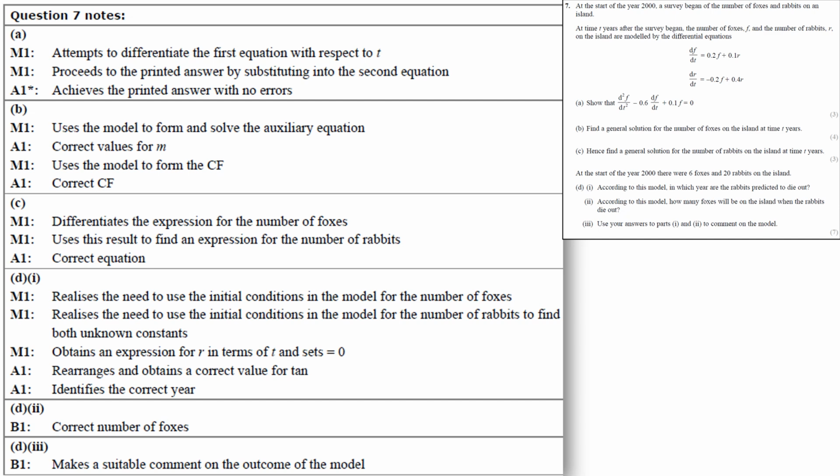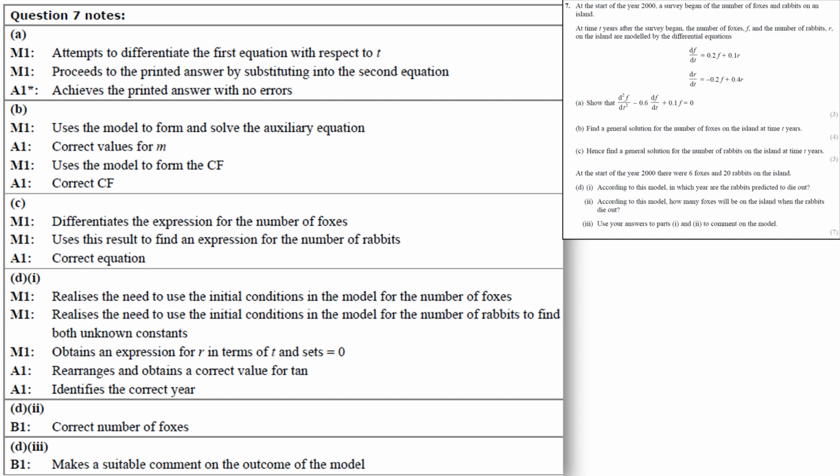In part C, you've got to differentiate your solution for the number of foxes and then use that to find an expression for the number of rabbits, and a 3rd mark if you manage both of those things without making mistakes. For part D, there's 5 marks available for the very first bit. They haven't told you how the marks are split, they just say 7 marks for all of part D, but this is how it breaks down. The very first section of it, in which year are the rabbits predicted to die out, we need to use the initial conditions for the number of foxes, use the initial conditions for the number of rabbits, and hence find values for A and B. So those 2 marks are for the 2 particular solutions.